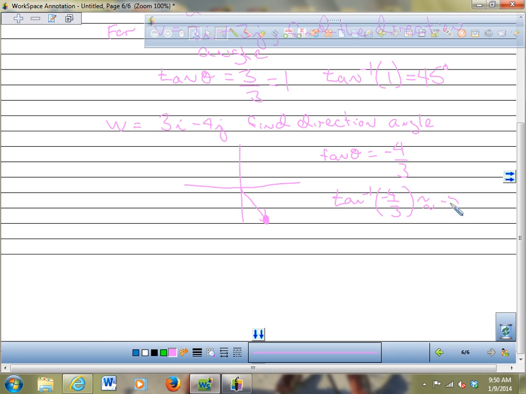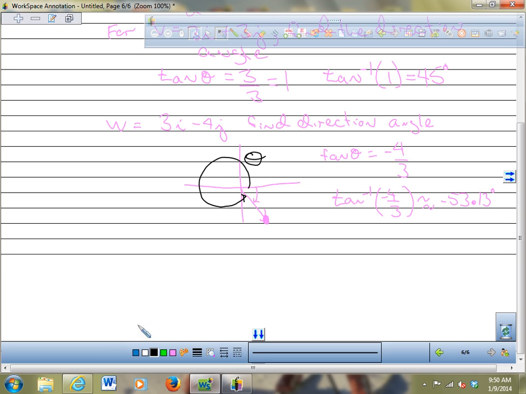You could do that on your calculator, right? For most of these, I think we'll be in degree mode rather than radians. But that's not theta. That's this angle right here, right? The direction angle is the angle that the vector makes with the positive x-axis. Okay, so this is theta. So how would I find theta?